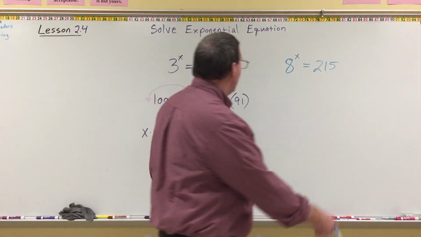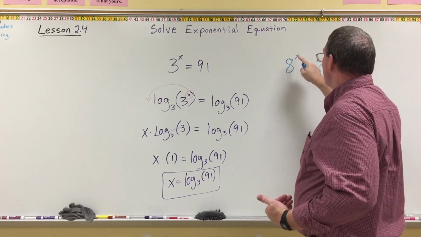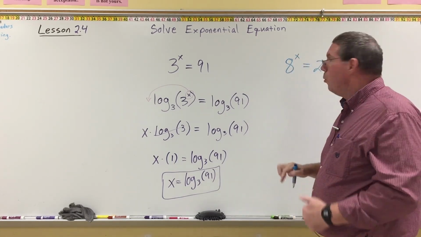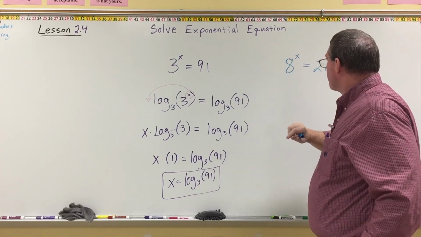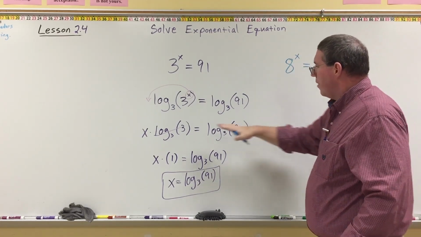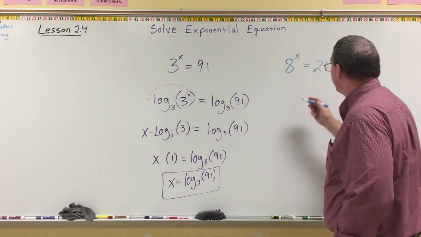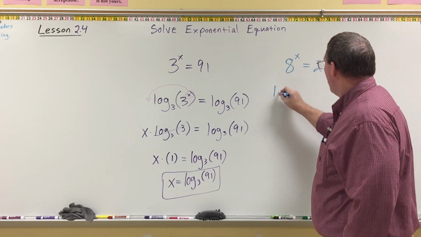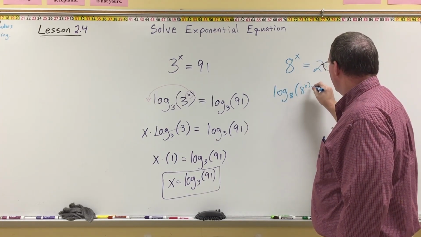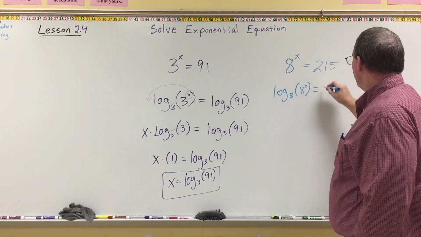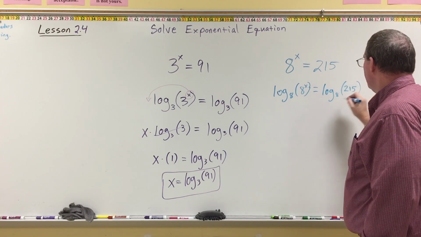Okay, so we need a logarithm because the way I call it is we're trying to set the exponent free. We want to cancel the base of the exponent and we just want the exponent on one side of the equation. That's what we wound up with over here, is that the exponent wound up being by itself, okay? All right, so we're going to do log base 8 of 8 to the x power, there we go, equals log base 8 of 215.